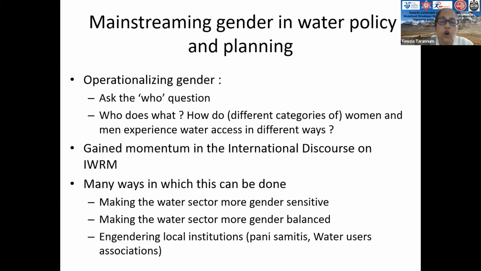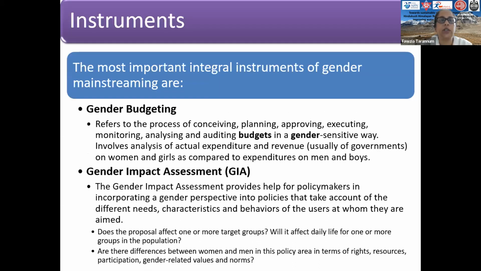I have gone through the preliminary points that have been there for inclusion. Local institutions also we need to really engender, like Pani Samitis, water user associations. So two very important instruments which are there. Of course, there's not much time to really go into detail.